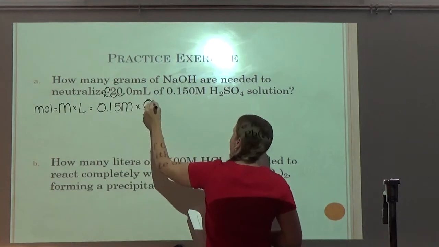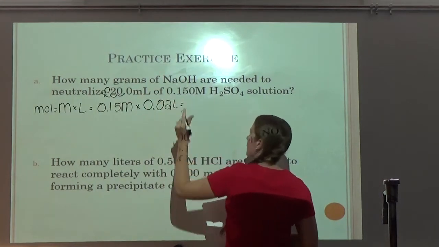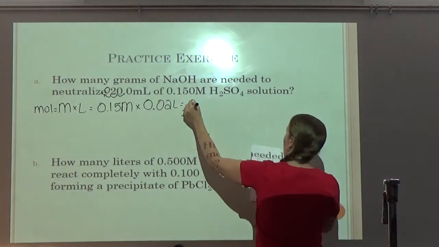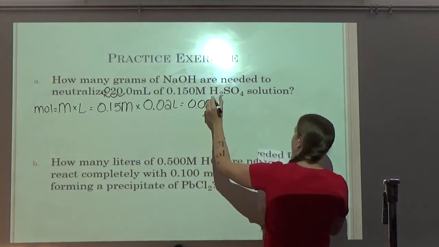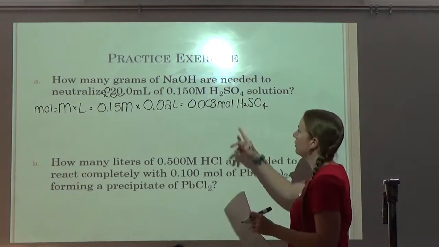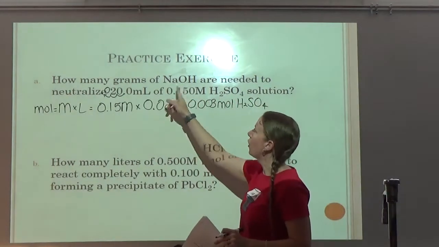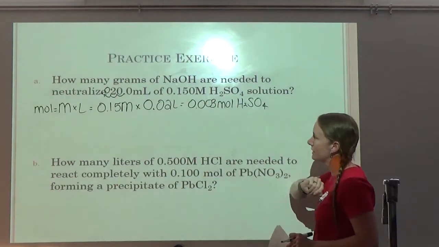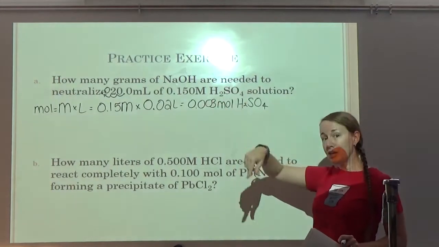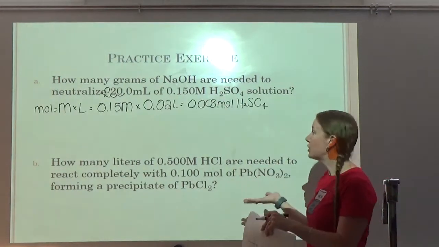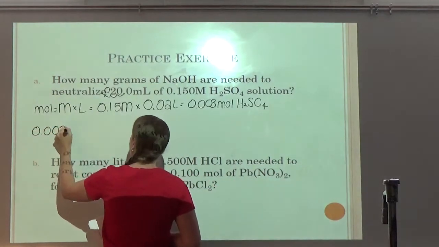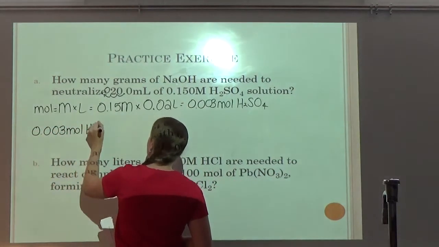So it's 0.02 liters. And so once I multiply for that, I ended up getting 0.003 moles of sulfuric acid. Okay, and I know it's the sulfuric acid because I'm using the volume and the molarity of the sulfuric acid. All right, but I'm trying to get to NaOH, so I know the only way to change substance is through my mole ratio. So I'm trying to neutralize 0.003 moles of my acid.